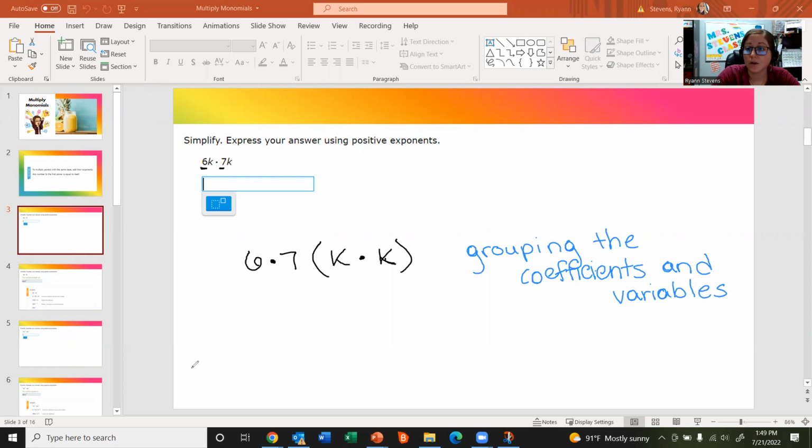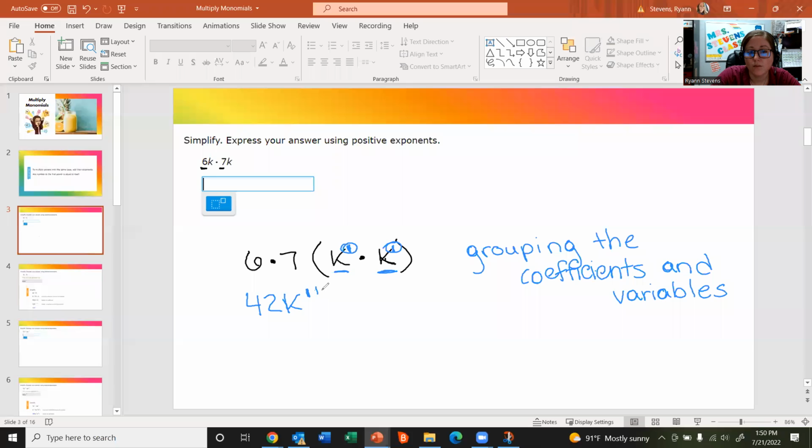And then what we could do is we could say, okay, 6 times 7 is going to give us 42. And then k times k, we can actually rewrite that. Even though there's not an exponent written with each of these variables, we know that it has a 1. It's an exponent of 1. It's just equal to itself. So if we have that, the bases are the same. And this is where we're going to see that product of powers property. The base is the same. And so what we are going to do is we're going to take each of these exponents and add them together. So we'd have k to the 1.